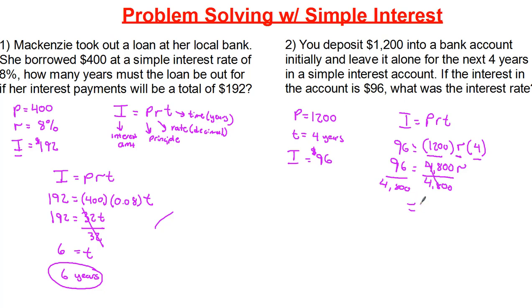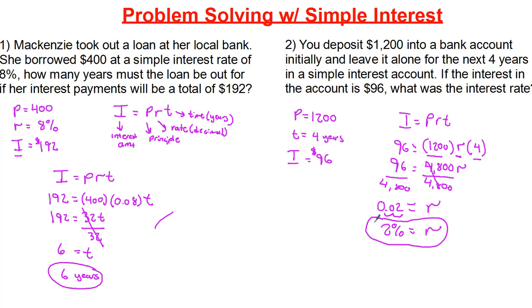Okay, there we go. So now, if I take 96 and divide it by 4,800, I get a value of R equaling 0.02. Okay, so the rate is going to be 0.02. I'm just going to go ahead and turn this into a percent by moving it back twice. 1, 2, so this is going to be 2%. So there was a 2% interest rate on this account.